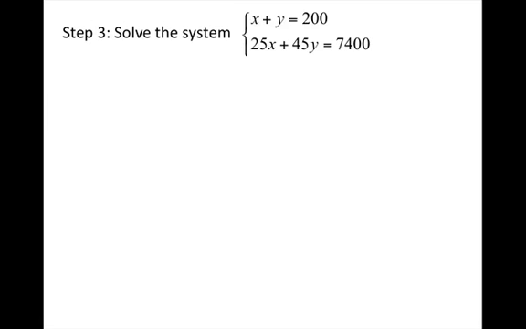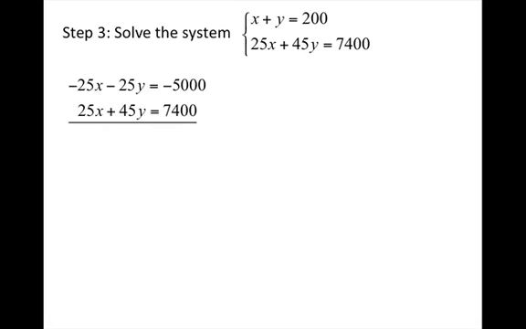So step 3, I want to solve this system. So I want to eliminate either one of my variables. I'm going to eliminate the x's just because the numbers are smaller. My second x is a 25, so I want the x in my first equation to be a negative 25. I can get this by multiplying the entire equation by negative 25. If I multiply that first equation by negative 25, I get negative 25x minus 25y equals negative 5,000.